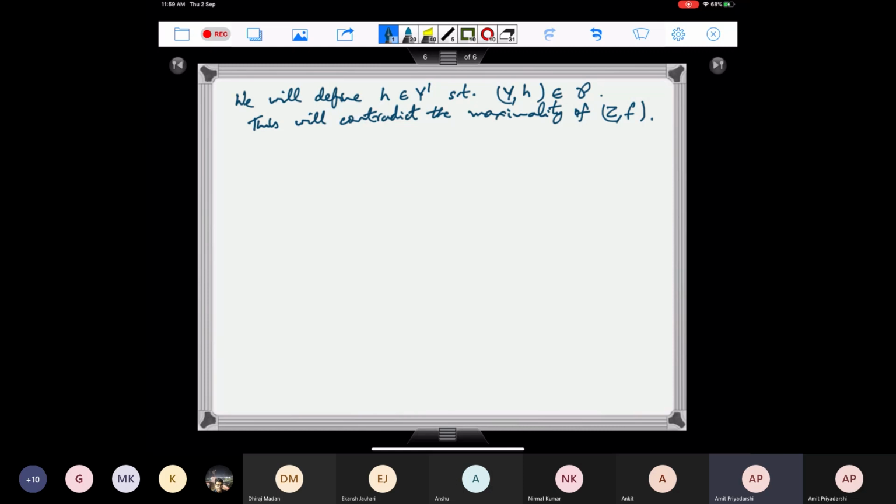Right, because here this Z is a proper subset of Y. So Z F is not equal to Y h, and we have Z F is less than or equal to Y h. Yes, we also want that this h should be an extension of f, so h restricted to Z is equal to f.